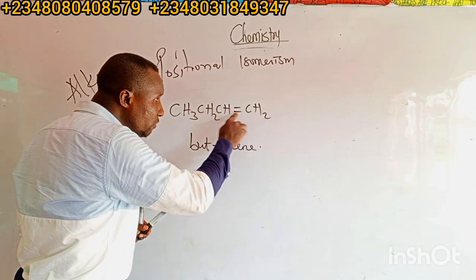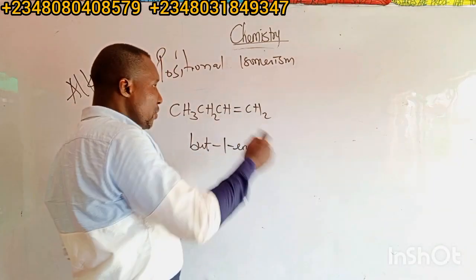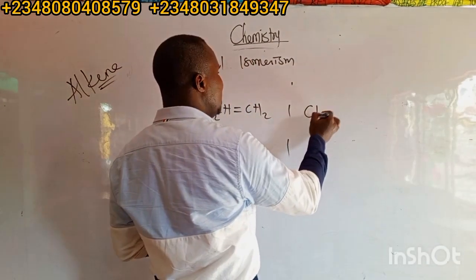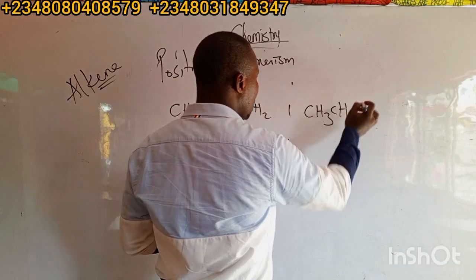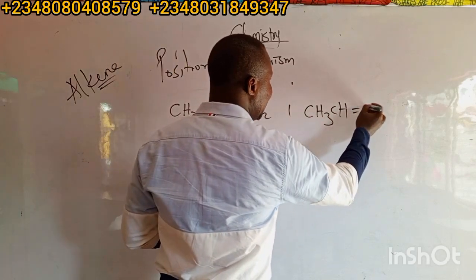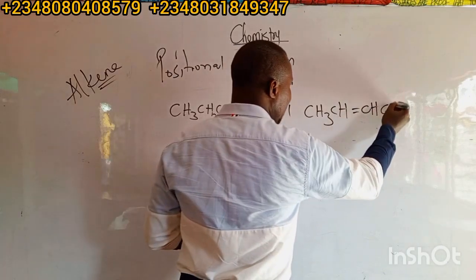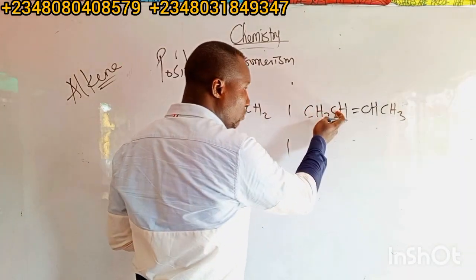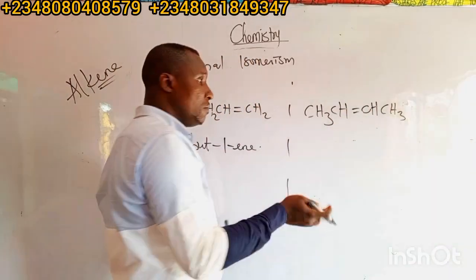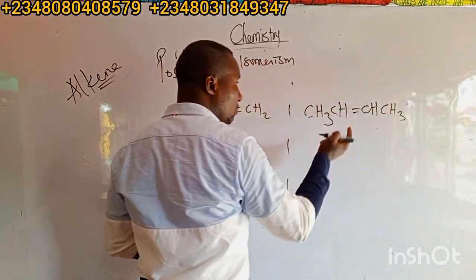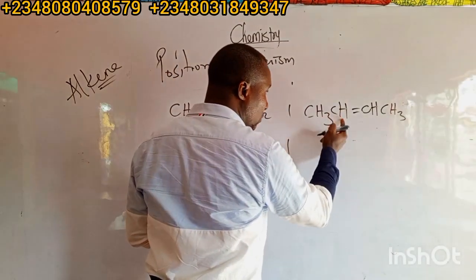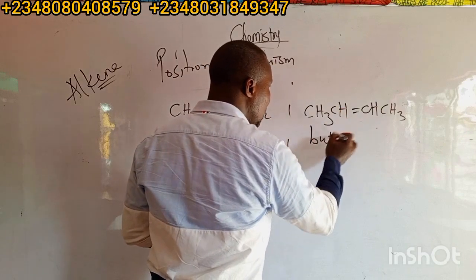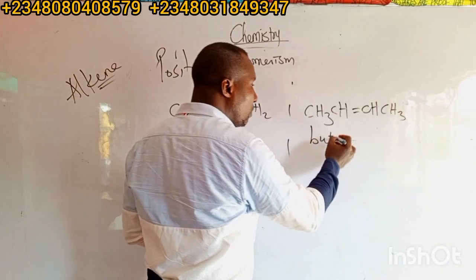I can change the position of this double bond, which is the functional group. We are going to bring this one in between these two. That means we have another one. CH3, CH, then this one is coming here, double bond, CH, then I will now have CH3. Count from the point close to the functional group: 1, 2. From this side it's 1, 2, and from this side it's 1, 2. I can take any side. That means but, this double bond is after the second carbon atom.